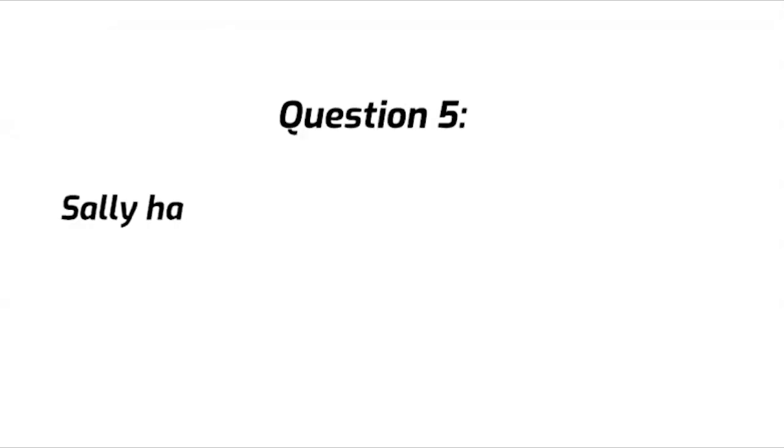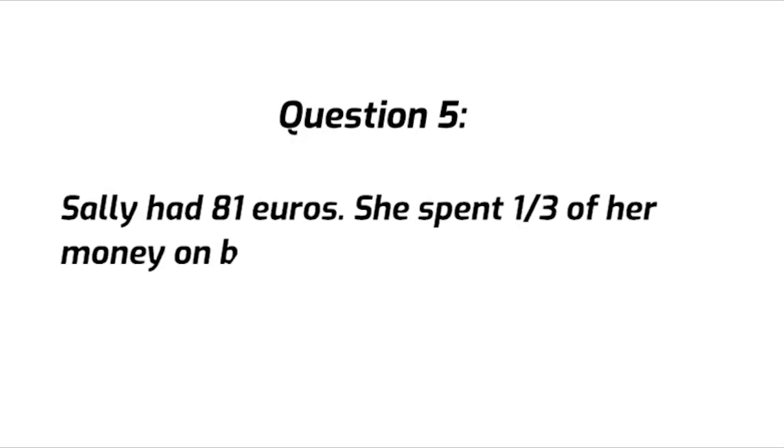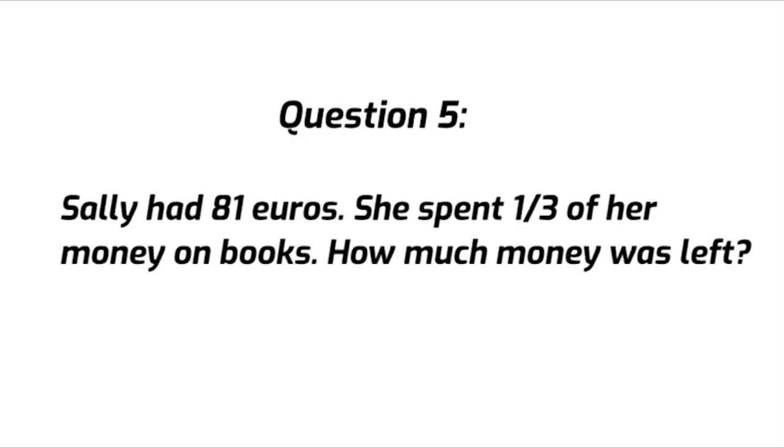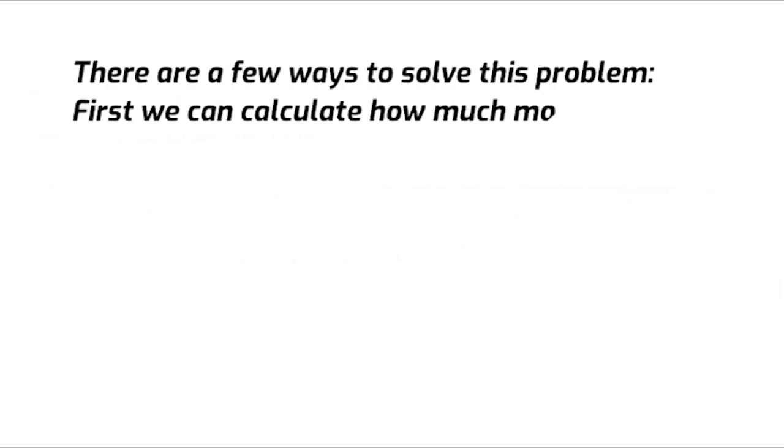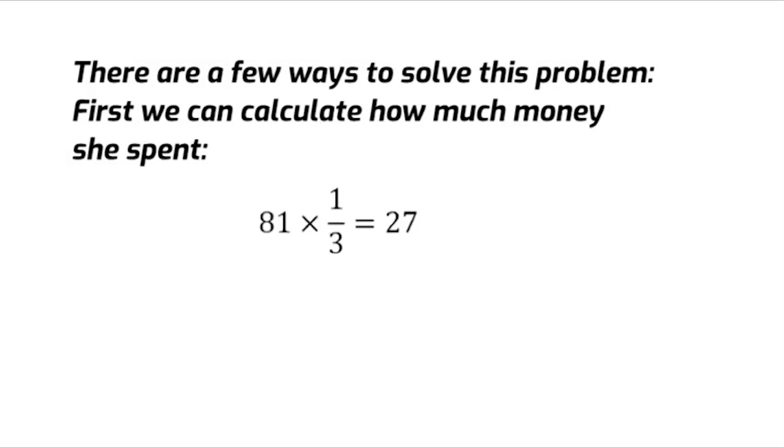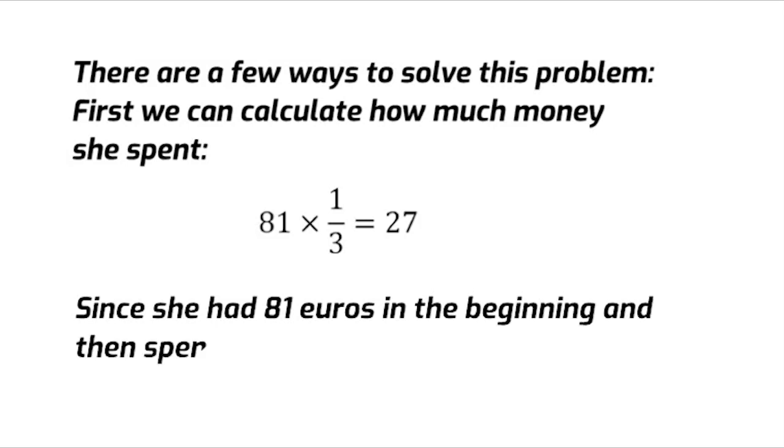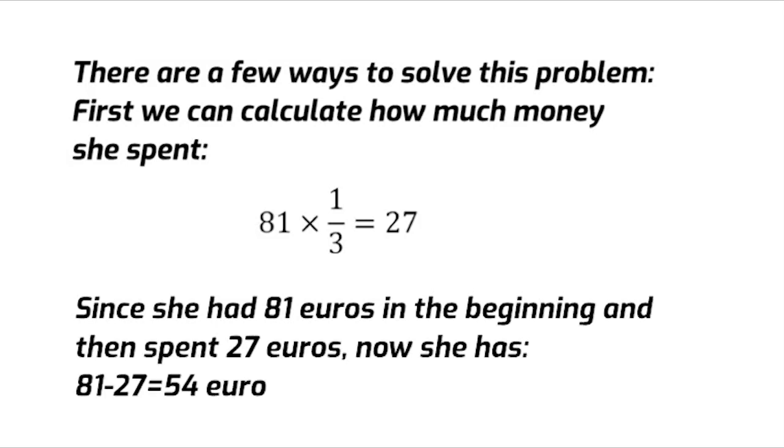Sally had 81 euros. She spent 1/3 of her money on books. How much money was left? There are a few ways to solve this problem. First, we can calculate how much money she spent. If we take 1/3 of 81, we get 27. Since she had 81 euros in the beginning and then spent 27 euros, now she has 81 minus 27 equals 54 euros.